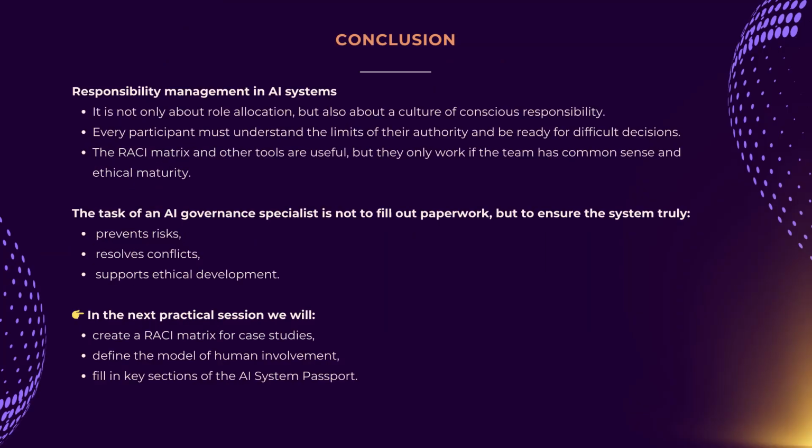Governance of responsibility in AI systems is not just formal role allocation. It is about building a culture of deliberate responsibility, where each participant understands the boundaries of their authority and is ready to make difficult decisions. Remember, no RACI matrix can replace common sense and the ethical maturity of the team. AI governance tools work only when they are backed by people prepared to take real responsibility for the consequences of AI systems operation. Your task as an AI governance specialist is not only to complete the documents correctly, but to ensure the governance system actually works, prevents risks, resolves conflicts, and ensures ethical AI development.